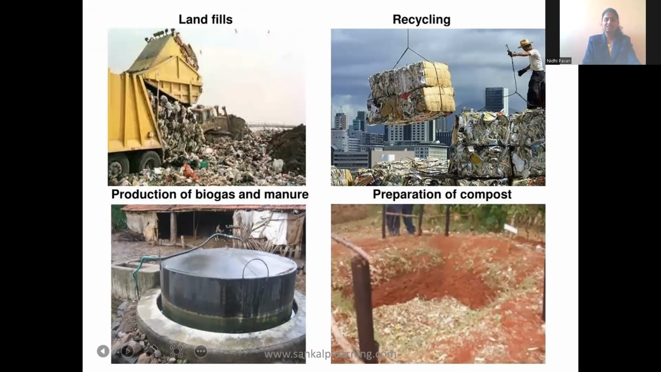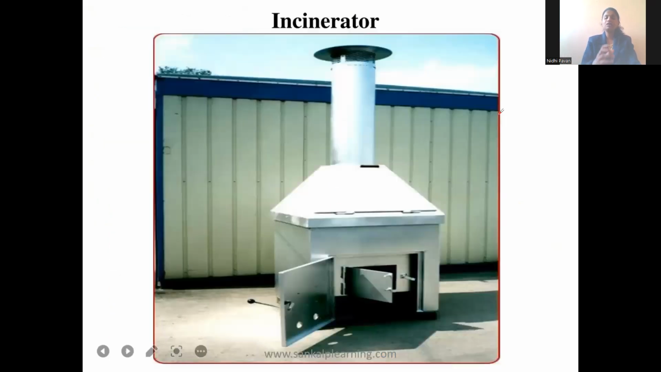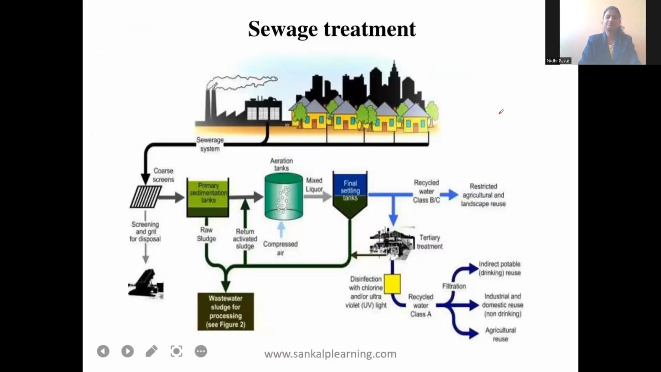As you can see, the landfills, recycling, production of biogas, and preparation of compost. This is an incinerator where the waste will be burned at a very high temperature. The next one is the sewage water treatment plant. Here, from the houses, the sewage water is connected to a main pipe. First, it has coarse screens with iron bars like this. The solid materials will be separated, and only water and small impurities, small stones, will be passed. First, it will be passed to a primary sedimentation tank.